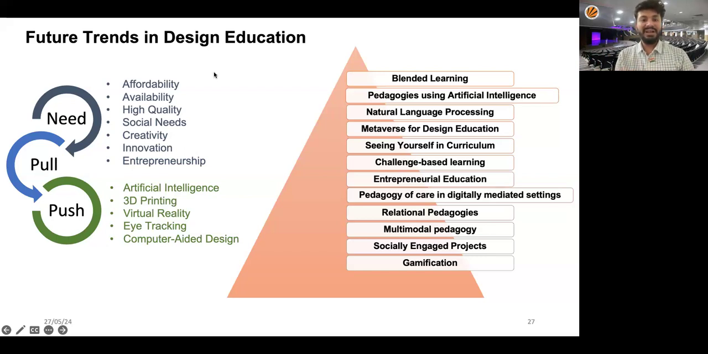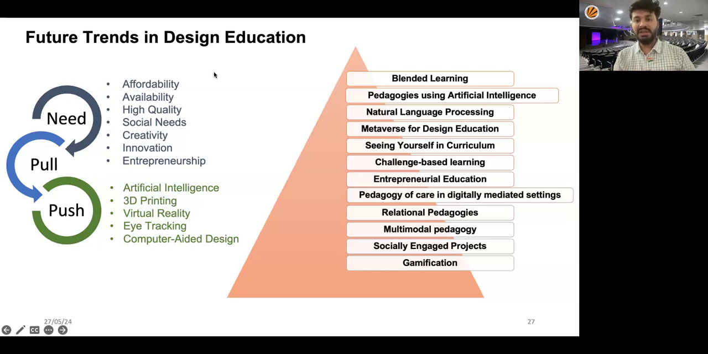See yourself in the curriculum. That is a very important thing. If you don't engage yourself in the curriculum, you can't get something. If you are seeing yourself, you think, I am perfect in this, I am seeing myself in this, I am motivated in this curriculum by seeing it. That is very important. Challenge-based learning is here. You have to solve the grand challenges. So please try to adopt the grand challenges. Challenge-based learning is also a new kind of future trend in design education.